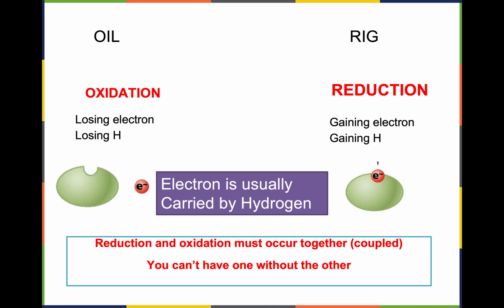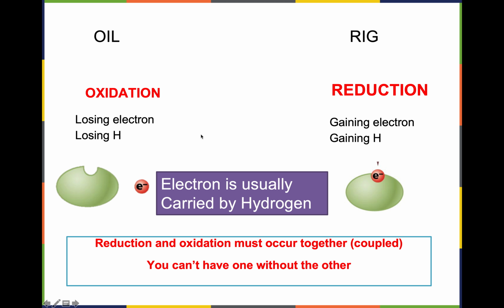Reduction means gaining an electron. And the acronym you can use to help you remember it is RIG. Reduction is gaining. So OIL, RIG. Oxidation is losing. Reduction is gaining. So when a molecule receives an electron, it doesn't even have to be one, it could be more than one electron. So when a molecule receives an electron, we say the molecule is undergoing reduction. This is a reduction reaction, or we say the molecule is reduced.